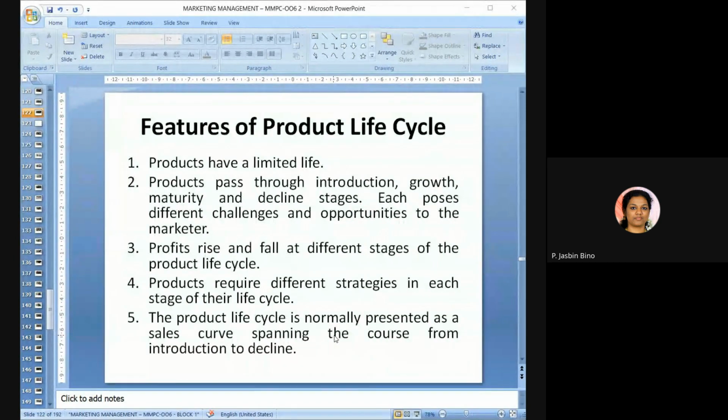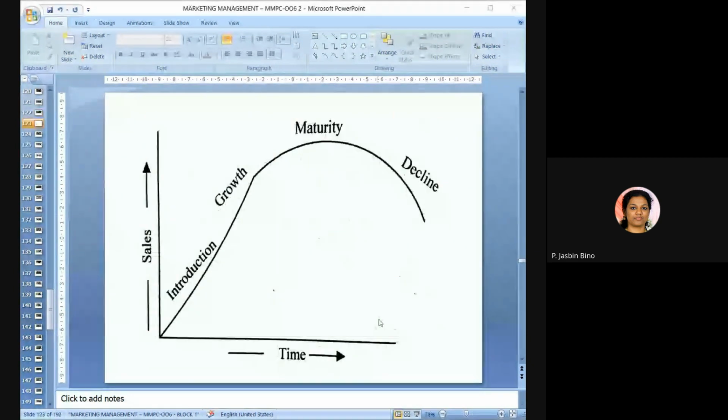The product life cycle is normally presented as a sales curve from introduction to decline stage. This is the product life cycle: introduction stage, growth stage, maturity stage, and decline stage, when we compare the time with the sales of the product.